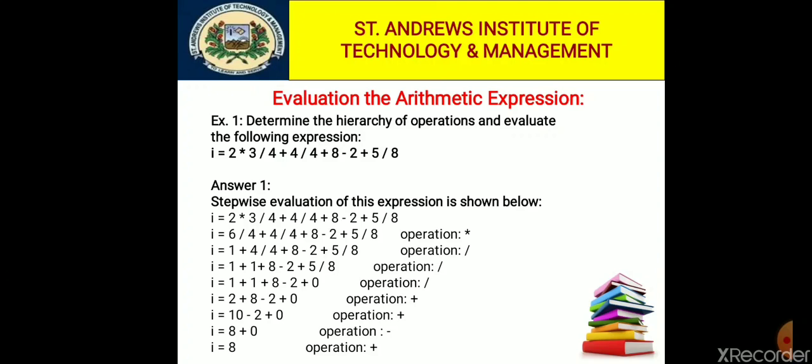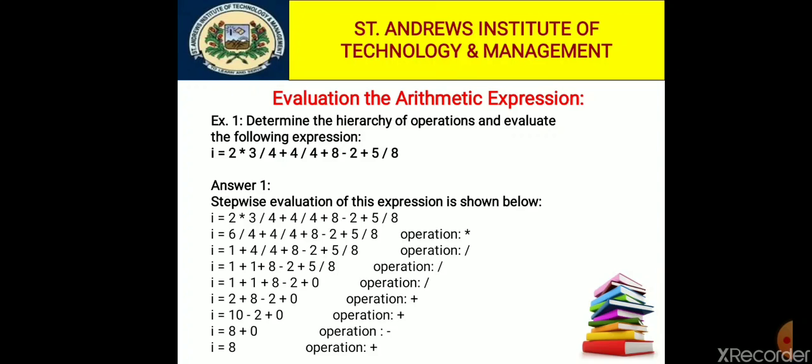We already know we are moving from left to right. The first expression is 1 plus 1. So 2, other remains same, plus 8 minus 2 plus 0. Then 2 plus 8, 10 minus 2 plus 0. Here we already know the plus or minus are in the same priority, but we are moving from left to right. Then the minus operator comes first, then we will calculate first. 10 minus 2 is 8 plus 0 and at last 8. So this is an example how to calculate the arithmetic expression by using hierarchy of operations.